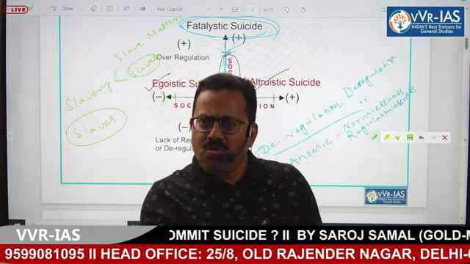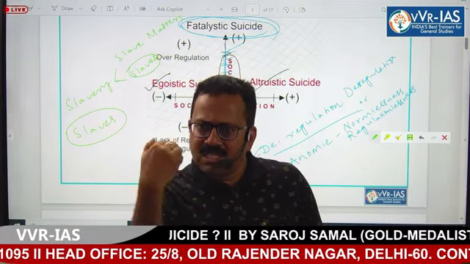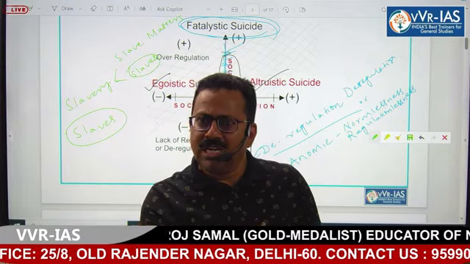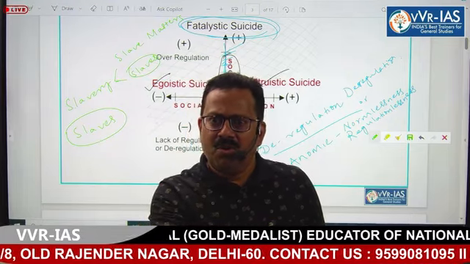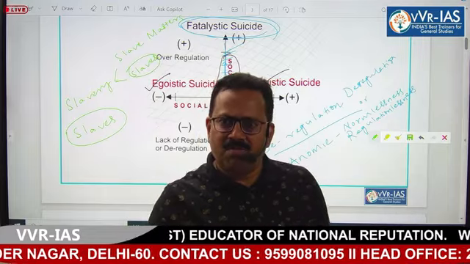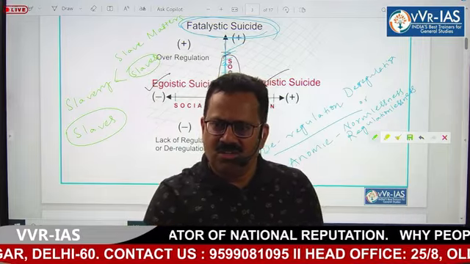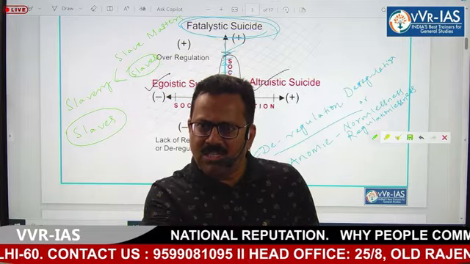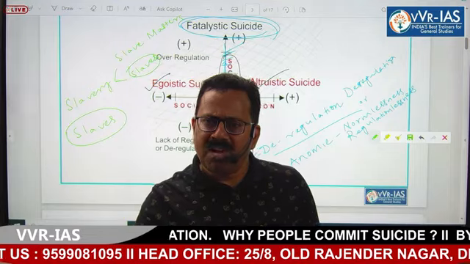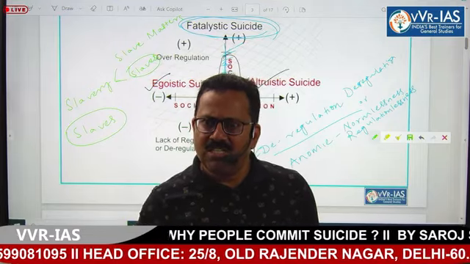What the slave would do, whether the slave will marry or not, all the decisions related to the life of the slave were taken not by the slave himself but by his master. So this is over-regulation. The slave's life was completely over-regulated by the master. This is the slavery system.